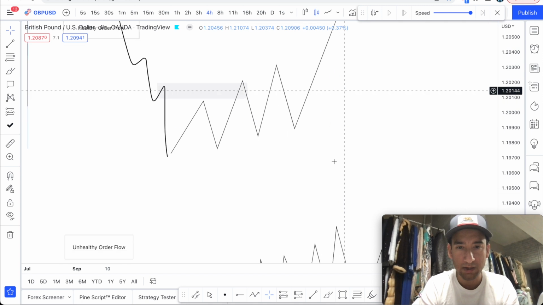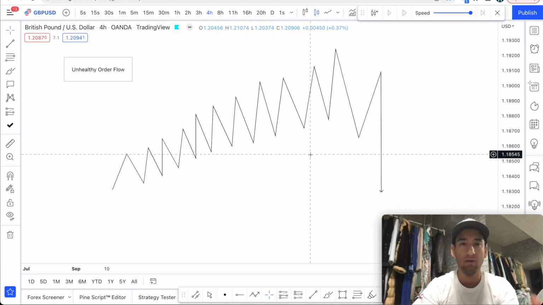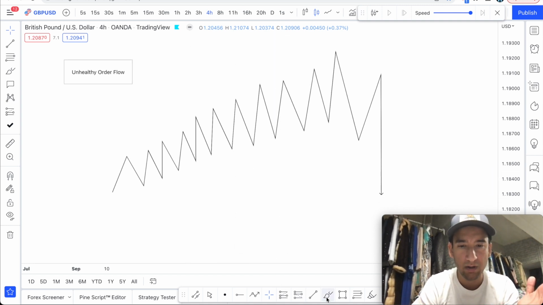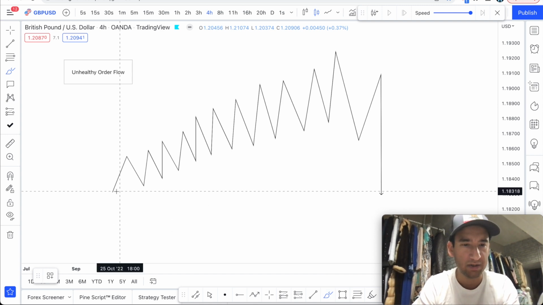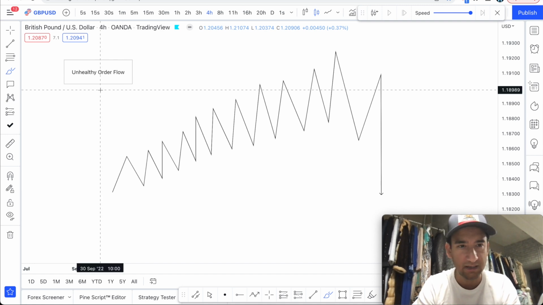There we go. So here's what unhealthy order flow is in the market. Now, you might be thinking to yourself, well, what are you talking about? This actually looks good to me, right? We're essentially seeing price pushing up. Isn't that good enough? Not necessarily, and I'll tell you why.